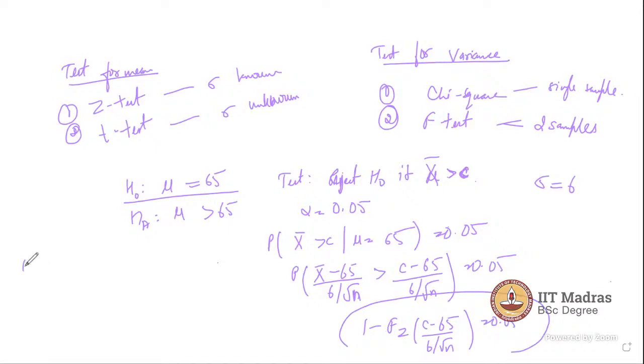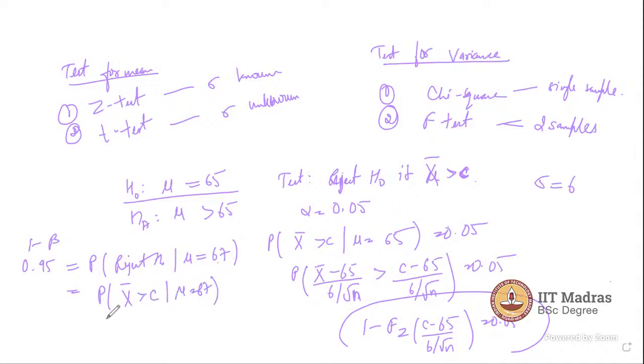And the second thing that is given to you is that power is 0.95. Power is nothing but 1 minus beta, the probability of rejecting H naught if HA is true, so if mu is greater than 65. The observed mean was 67 kgs, so in this case we will take mu to be 67. Again, X bar greater than C, and when you normalize, you take mu to be 67. So probability X bar minus 67 upon 6 upon root n greater than C. If you solve it, you will get another equation. You solve both equations and you can get your C and n.